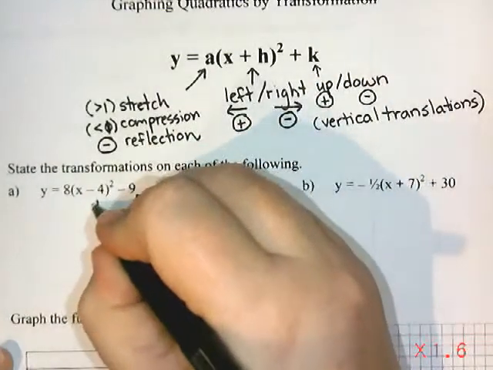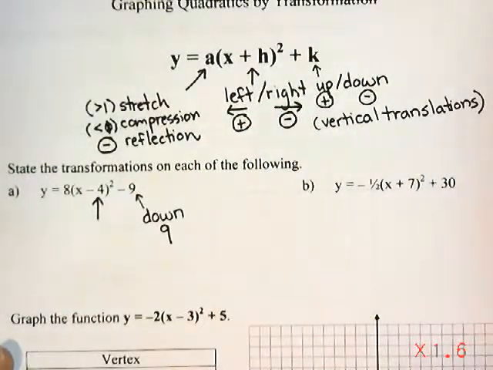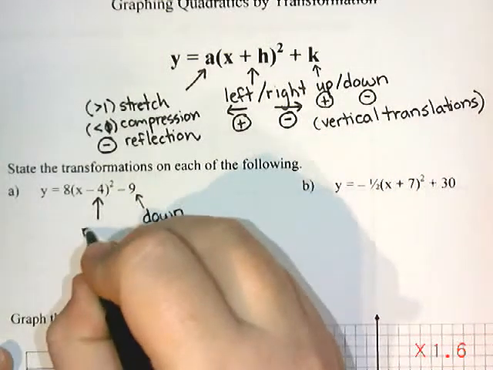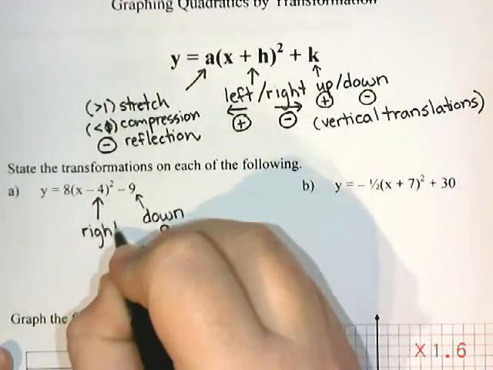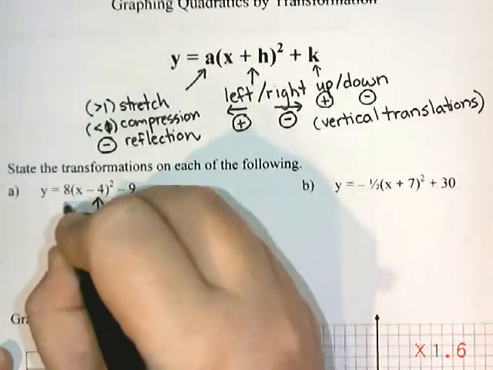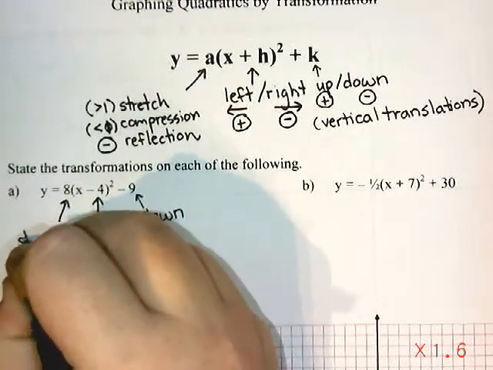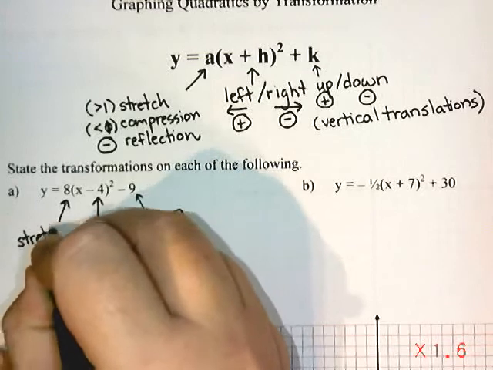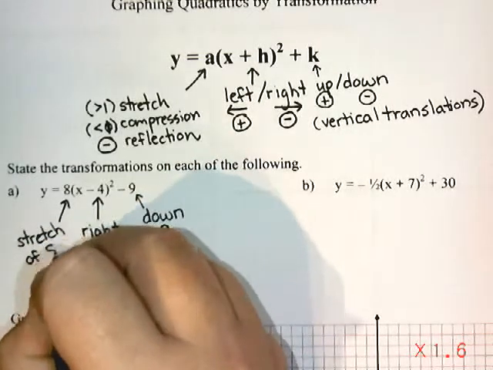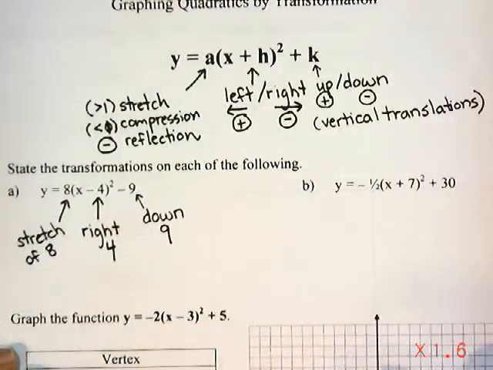Inside the bracket, the minus 4, I would think would go left 4, but it actually goes to the right 4. And the 8 out in front would be a stretch, since it's bigger than 1, of 8. That means that it's 8 times taller or 8 times thinner than a regular parabola.